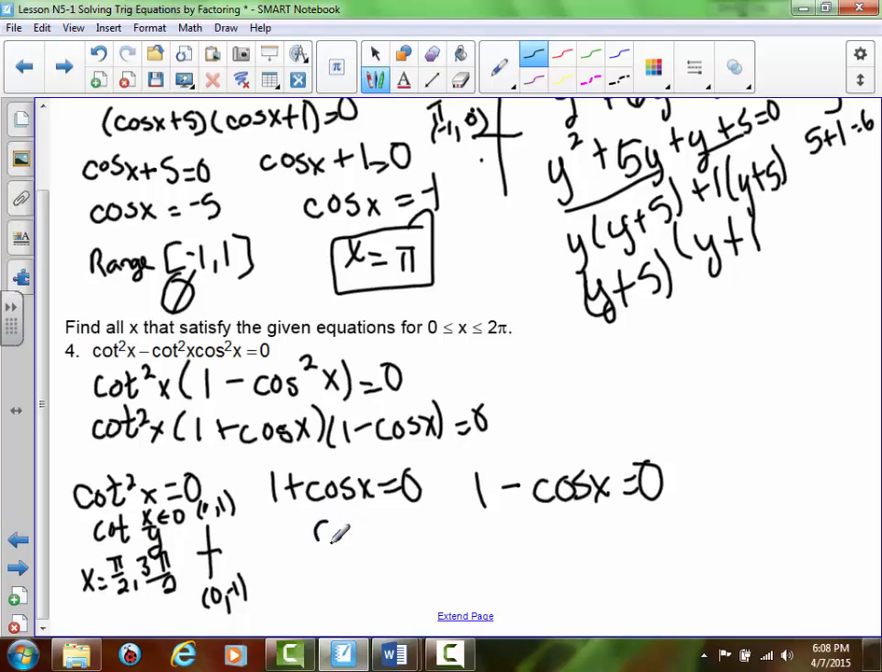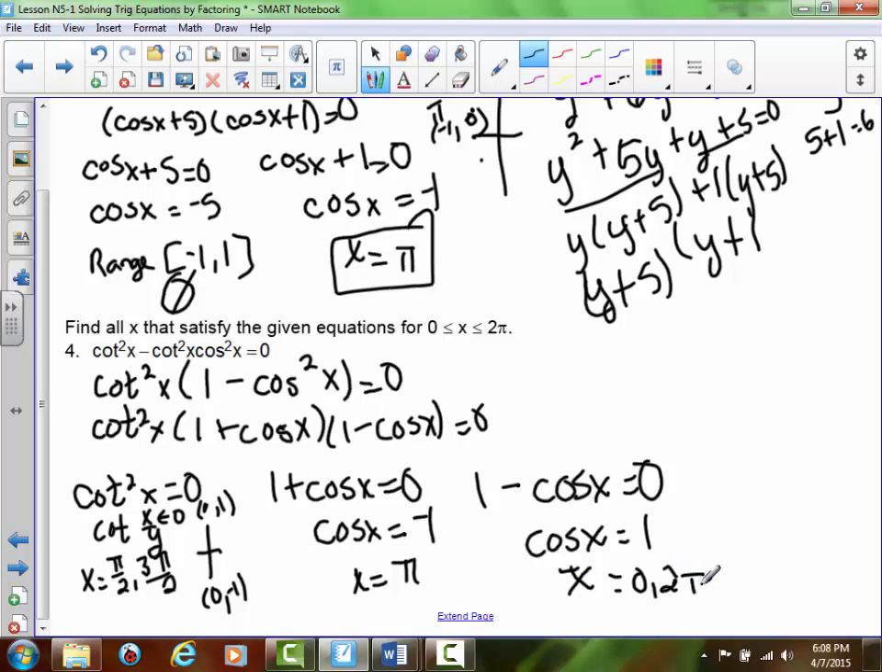Okay, so x is pi over 2 and 3 pi over 2. Cosine x would equal negative 1 here, and here cosine x would equal 1. Where does that happen? Well, at pi, and 0 and 2 pi.